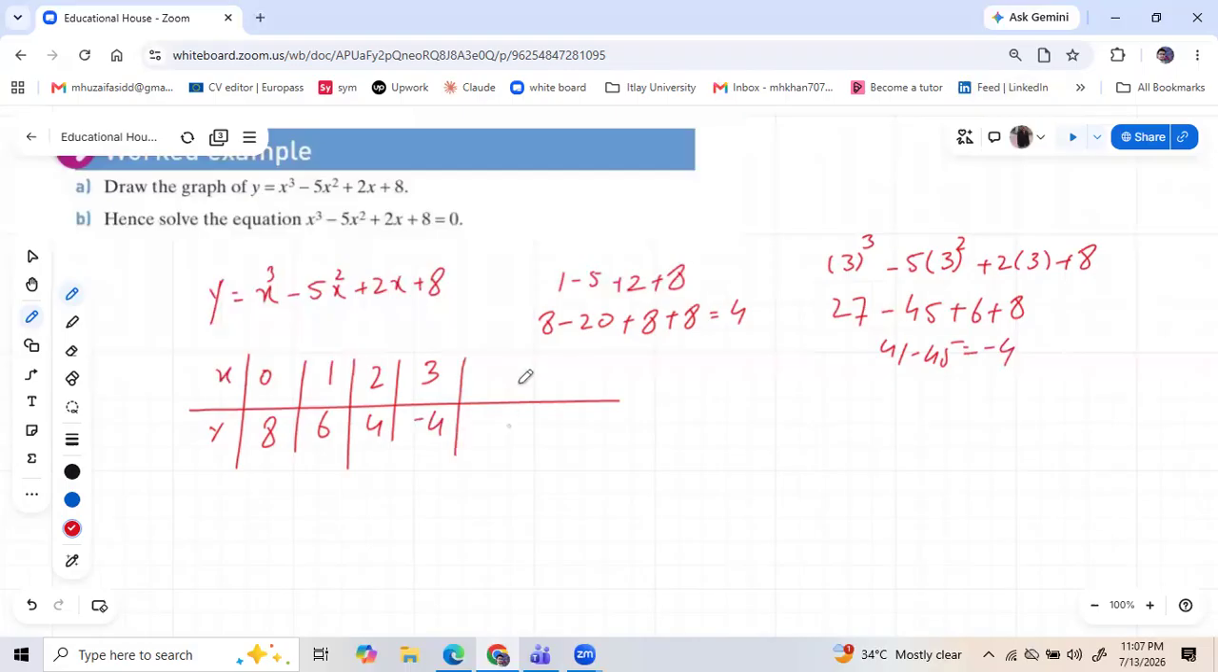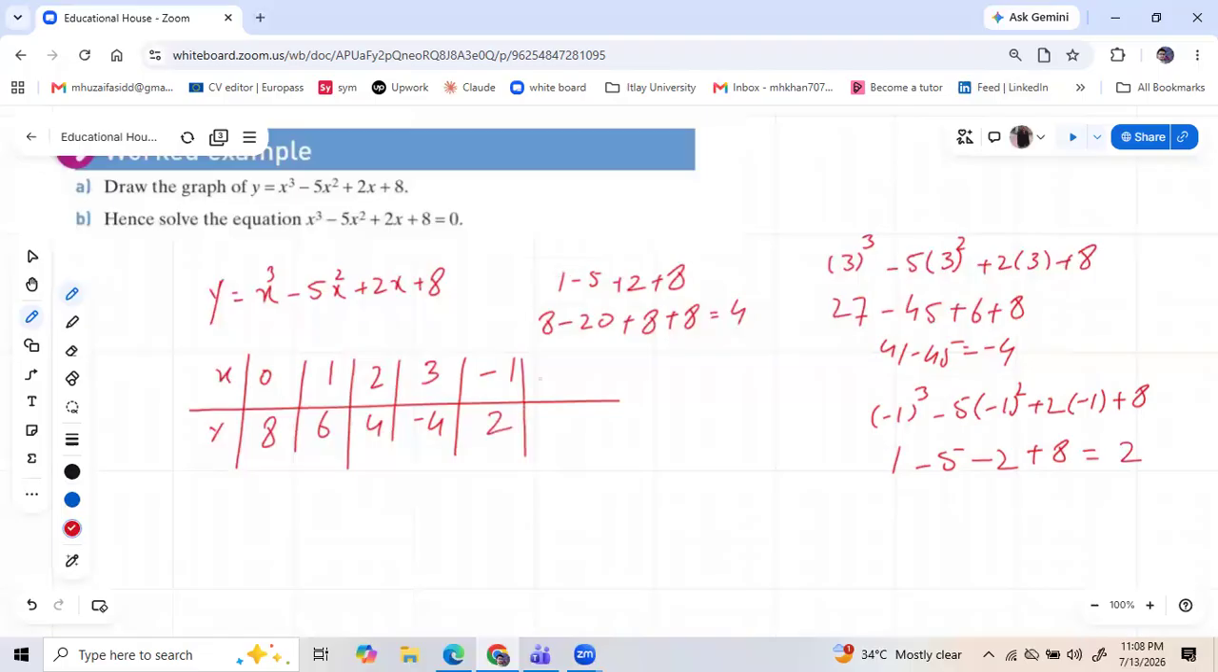Now we are checking from the negative side. Look at it here. We are checking from the negative side. So we put minus 1. When we are setting minus 1, this is minus 1 power cube, minus 5 into minus 1 square, plus 2 into minus 1 plus 8. So this is minus 1, this is minus 5, this is minus 2, this is plus 8. So 8 plus 1 is 9, 9 minus 7 gives us 2.